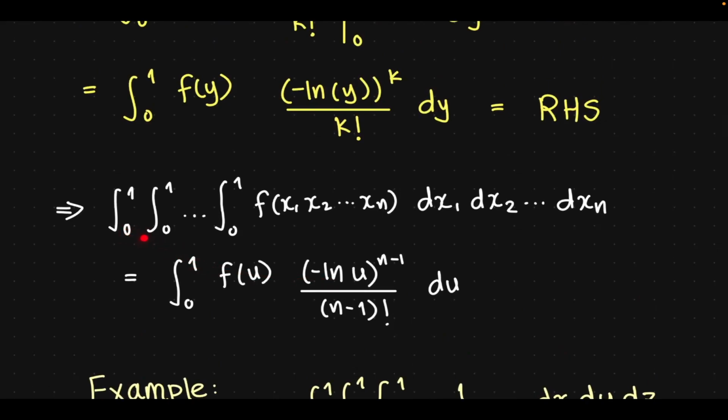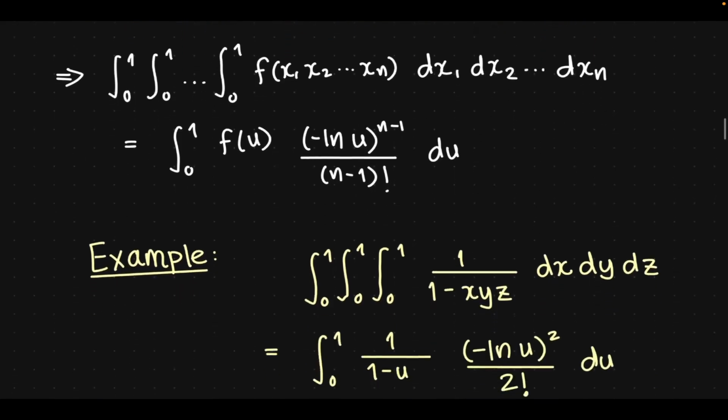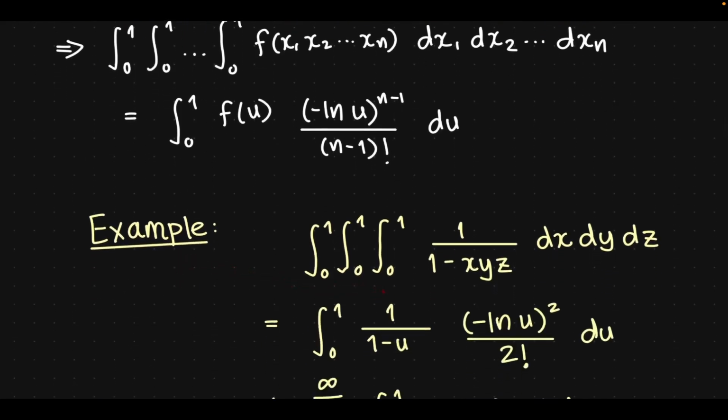So n times the integral from 0 to 1 of f of x1 times x2 up to xn, dx1 dx2 up to dxn, equals the integral from 0 to 1 of f of u times (minus ln u) to the n minus first power over (n minus 1) factorial, du. And that's the identity we had to prove. Why is this useful? Because we can actually evaluate some integrals simply.